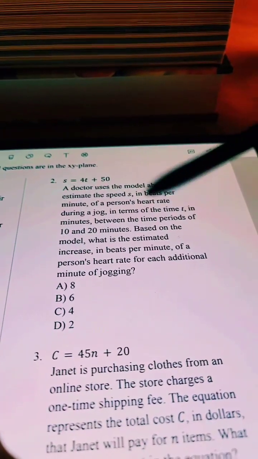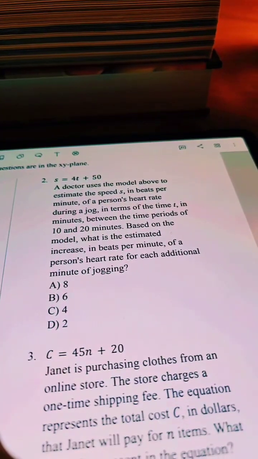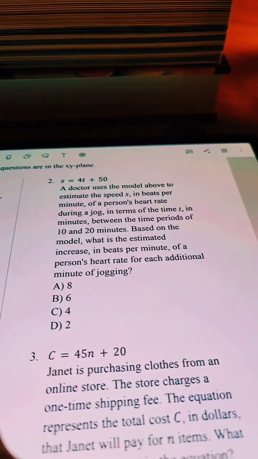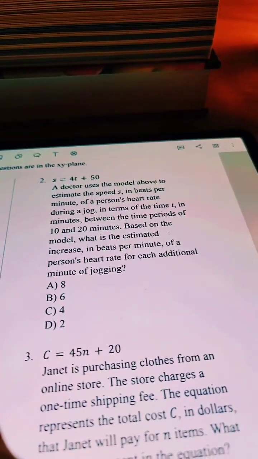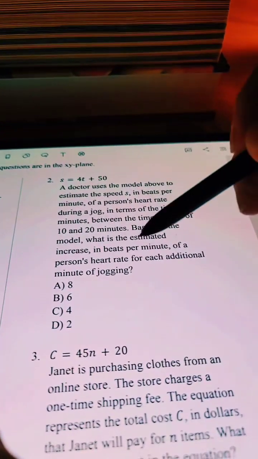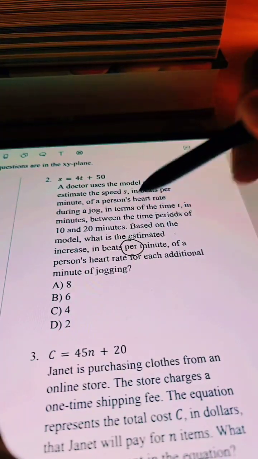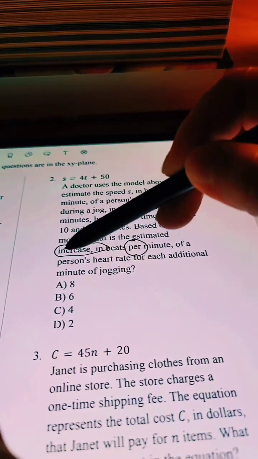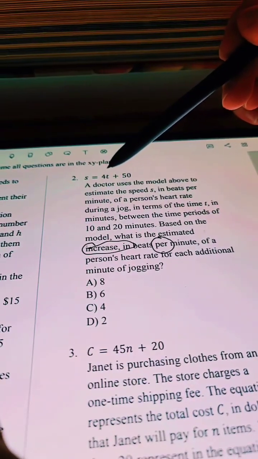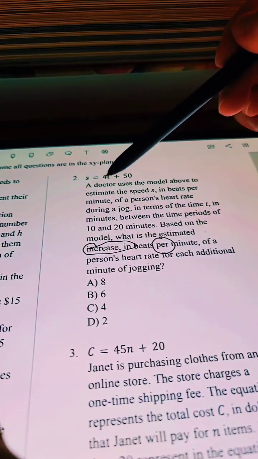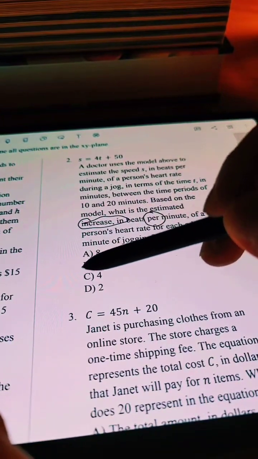Okay, so this is a situation where that trick that I said, the per, the each, the everything, helps you out more. Because they're asking what is the estimated increase in beats per minute, so you know you're looking for slope there. If this didn't give it away, this probably gave it away as well. So we're looking at the number that's acting as our slope, which would be the number being multiplied by the variable here, which is 4.